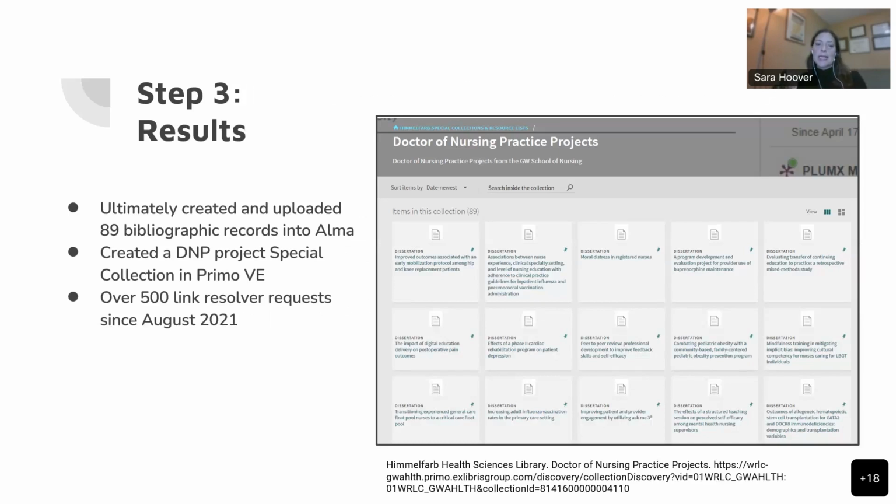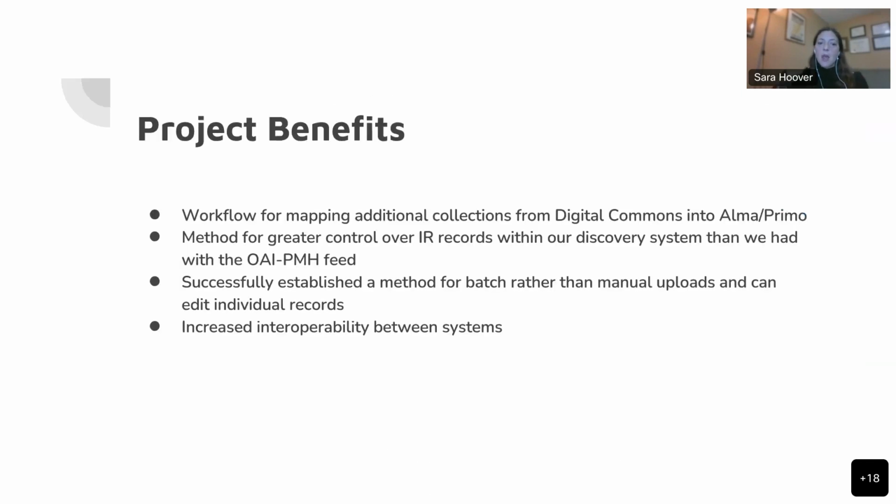Step 3 was just our results. We ultimately created and uploaded 89 bibliographic records into Alma. We created a DNP special collection in Primo. And since August 2021, we've had over 500 link resolver requests in the catalog for these items.